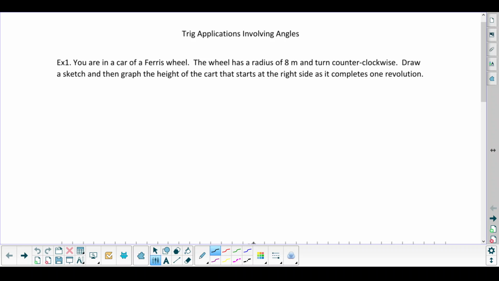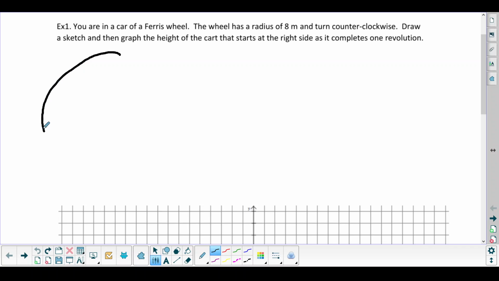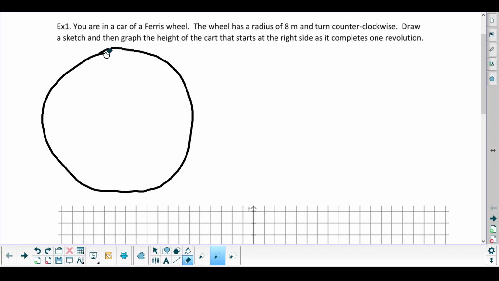Okay, so let's start with a diagram. So, for those of you who don't know, Ferris wheels are big circles. So we're going to do our best to draw a beautiful circle. And I think I have to draw mine a bit bigger because I'm going to put some labels on it. So let me try that again. Does not have to be a beautiful circle. Mine certainly is not. Pretty it up a little bit at least. All right.